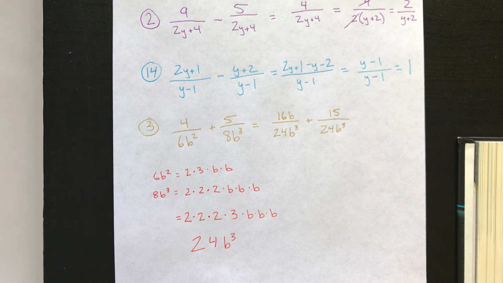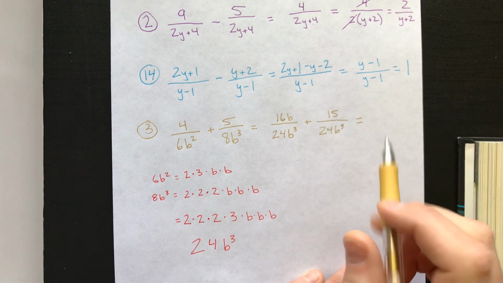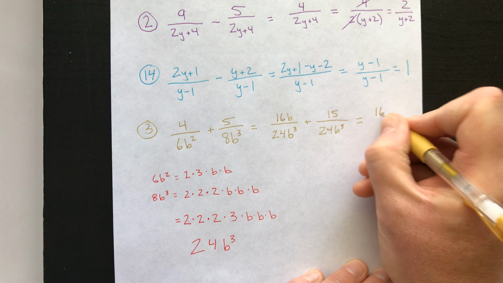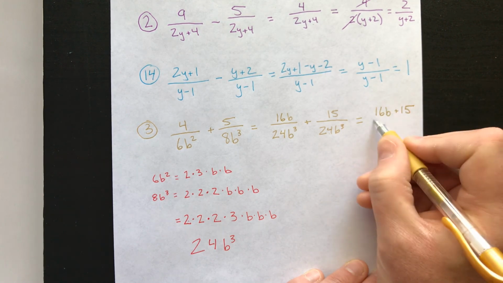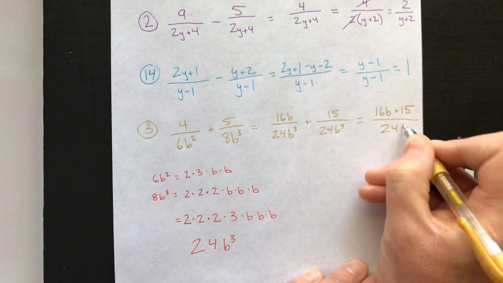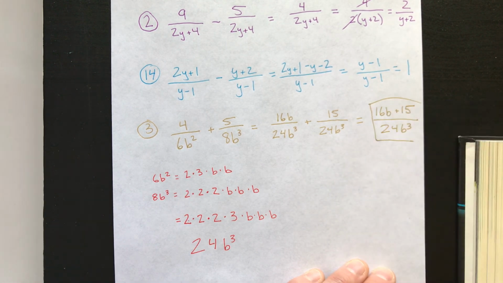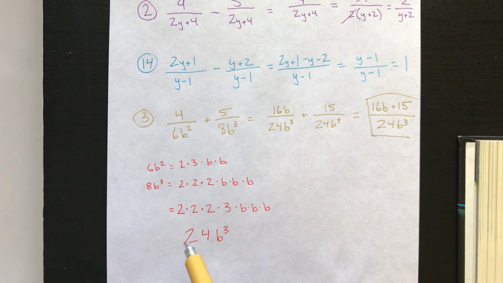And so now when we add together, remember, we're only adding the numerators together. So 16b plus 15, well, you can't do anything with it. There's no like terms. All over 24b cubed. So that would be your final answer right there. Hopefully this helped. Make sure when you're doing least common denominator, you do a tree kind of thing like that.